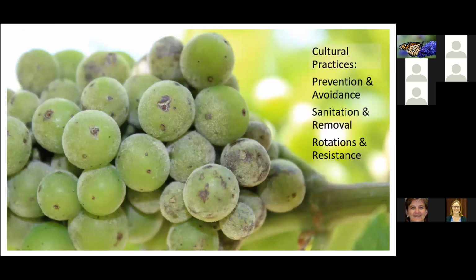Well, it falls right into our cultural practices component. Our cultural practices are prevention and avoidance, sanitation, removal of infected plant material, rotations, and resistant crops. That's where this overwintering matters, right? Because we know that we can remove these sources of inoculum so they cannot overwinter. We can use sanitation, we can use rotations, and we can plant resistant cultivars to break these cycles.